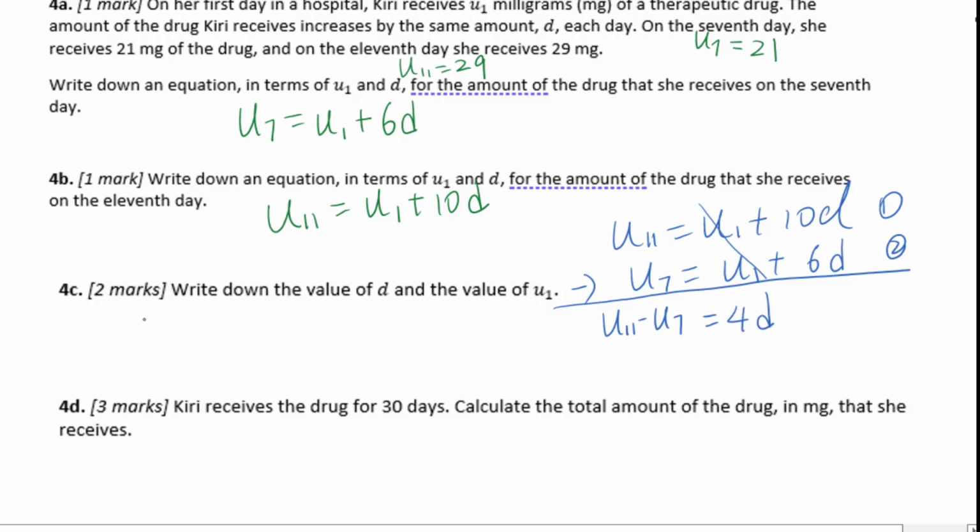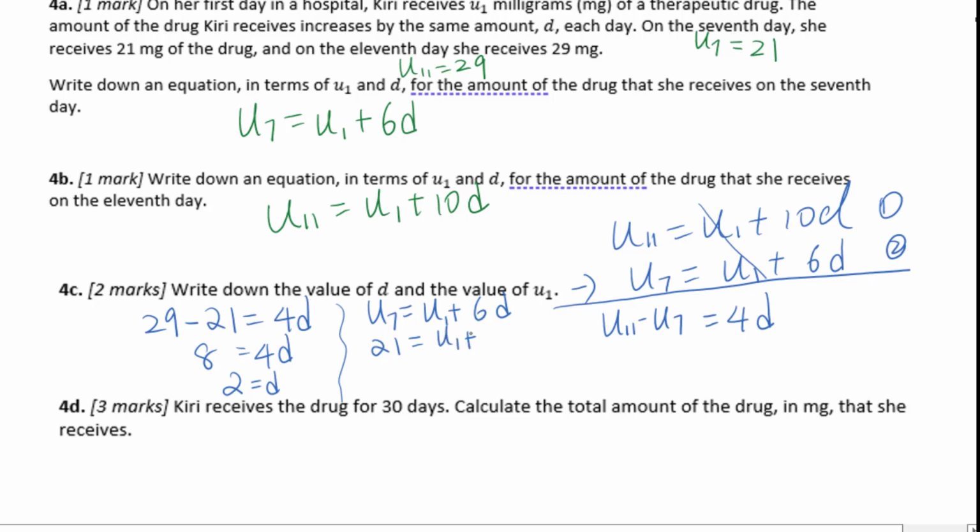Then we plug in numbers. U sub 11 is 29, minus U sub 7 which is 21, equals 4D. 8 equals 4D. So D equals 2. Then we plug back into U sub 7 equals U sub 1 plus 6D. U sub 7 is 21 equals U sub 1 plus 6 times 2, which is 12. So U sub 1 equals 21 minus 12, which is 9.